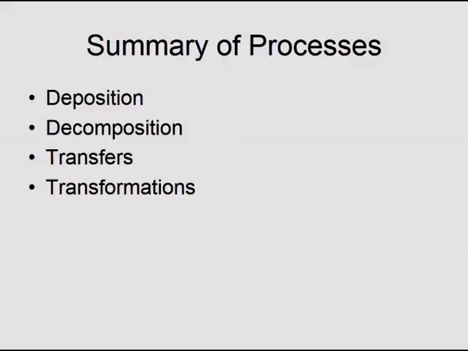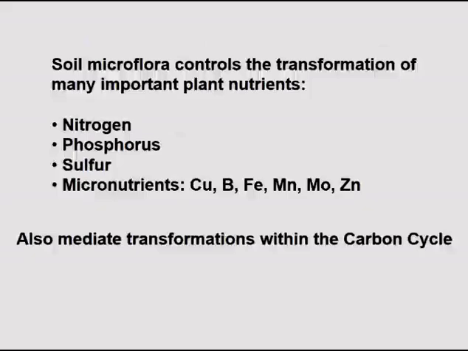So a little bit of summary here. We've talked about deposition and decomposition, how things are taken up by plants, the plants decompose, and then when those materials decompose, we get depositions in the soil of different nutrients. There's also transfers, so we have movement of nutrients around, but also we have some transformations. Now the soil microbes, they kind of control some of these transformations, and they also influence many plant nutrients.